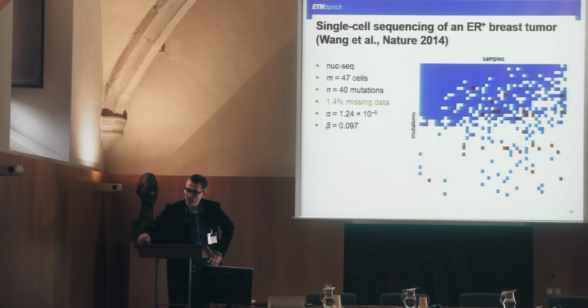This was a very early single-cell sequencing data set published in 2014, only 47 cells, 40 mutations, and 1.4% missing data. The authors of that paper estimated the false positive and false negative rate by control experiments, and they found something on the order of 10 to the minus 6 for the false positives and something close to 10% for the false negatives. And that's again a very typical thing for these single-cell DNA sequencing data. You have a large false negative rate, you're missing a lot of mutations, and false positives are typically not nearly as bad.